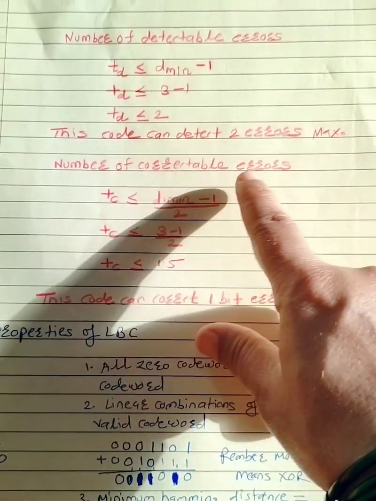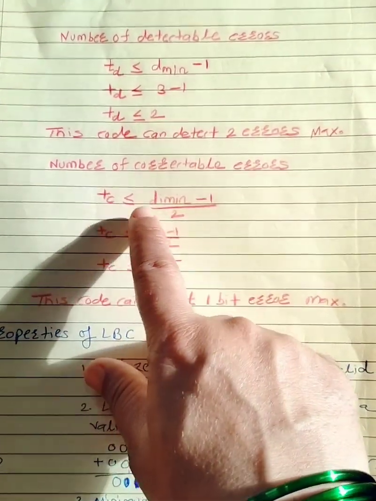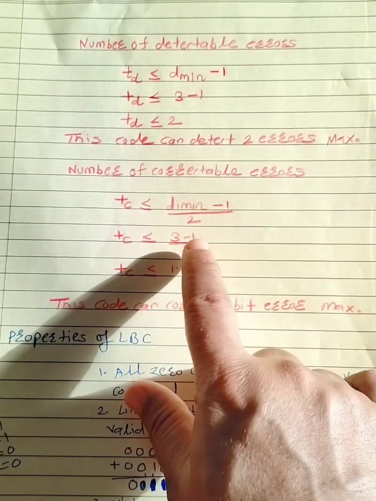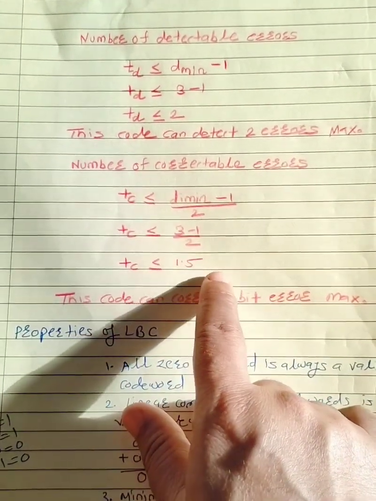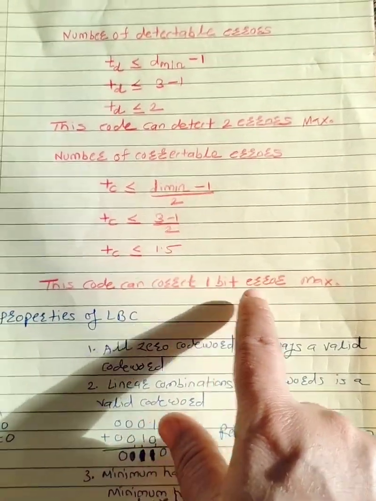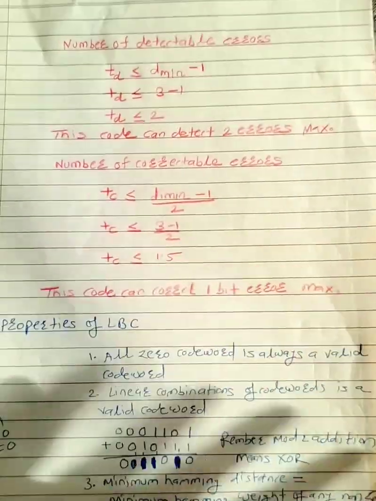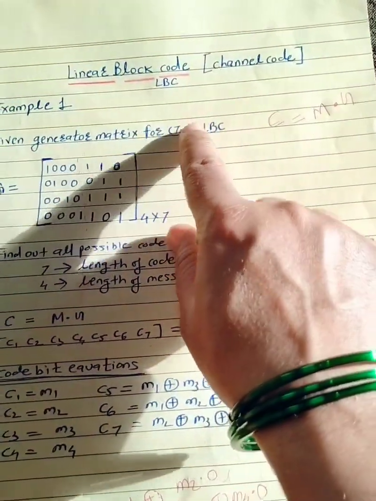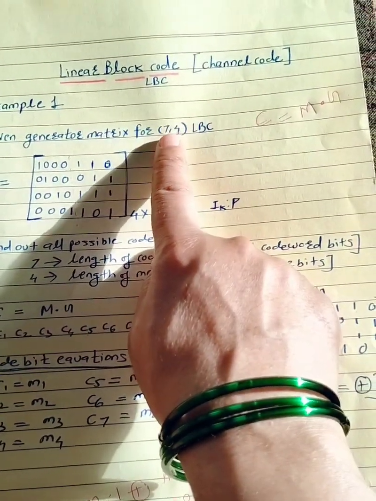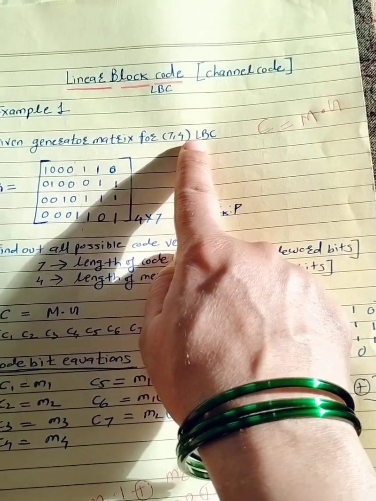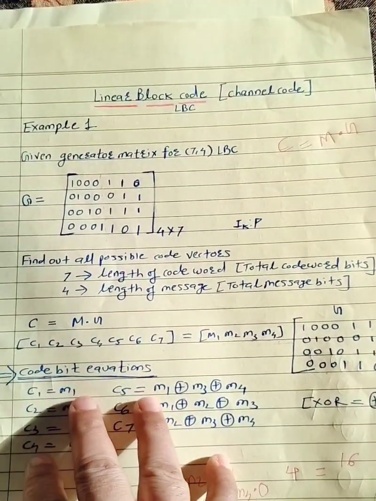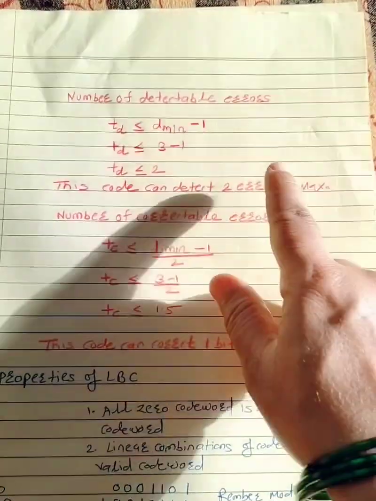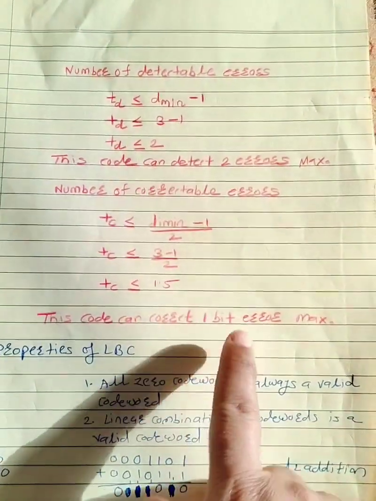Now the number of correctable errors tc is less than or equal to (d minimum minus 1) by 2. So that is (3 minus 1) by 2, so tc is less than or equal to 1.5. This code can correct 1 error maximum. So this code, which has 7 bits in the code and 4 message bits, having d minimum equal to 3, can detect 2 errors and correct 1 error.